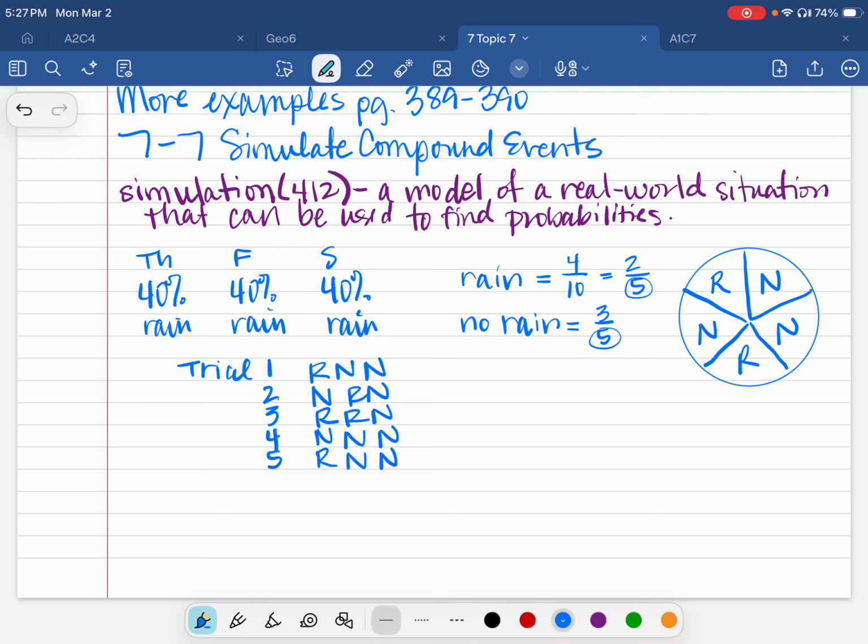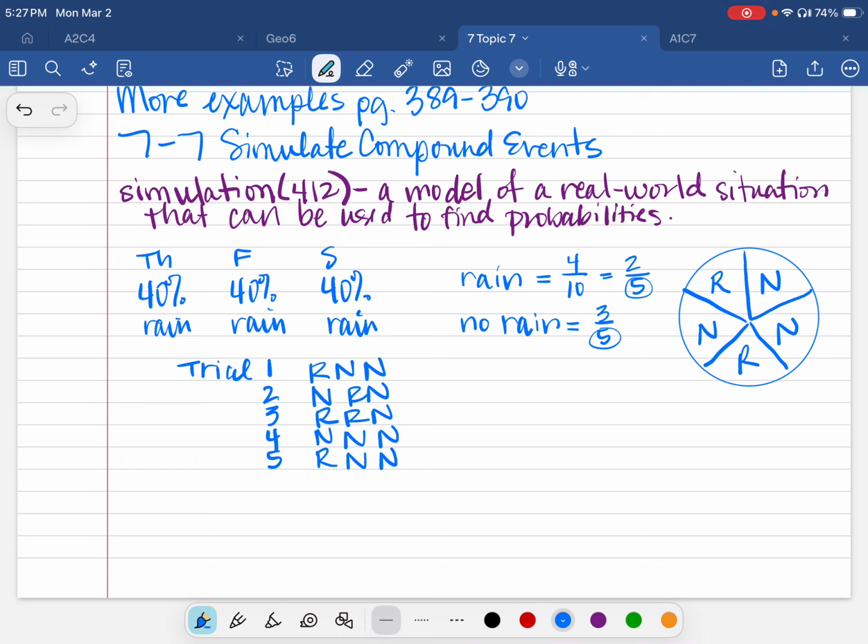And rain, no rain, no rain. So based on her doing the simulation, you'll notice in none of these scenarios does it rain on all 3 days. So the likelihood of it raining all 3 days is pretty low. We could probably expect it to be almost zero.